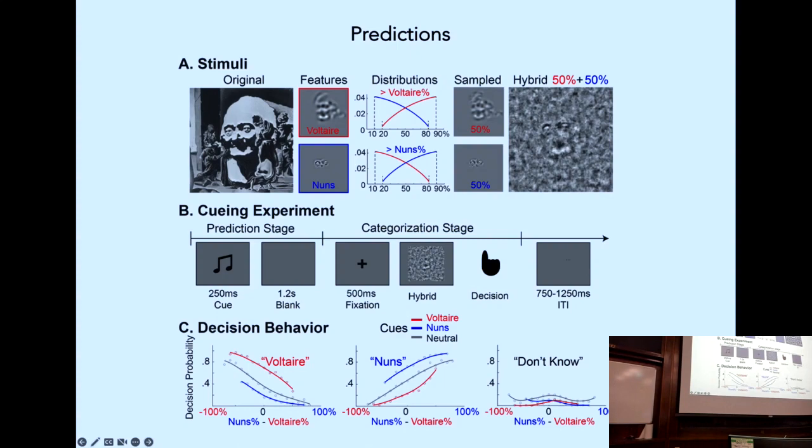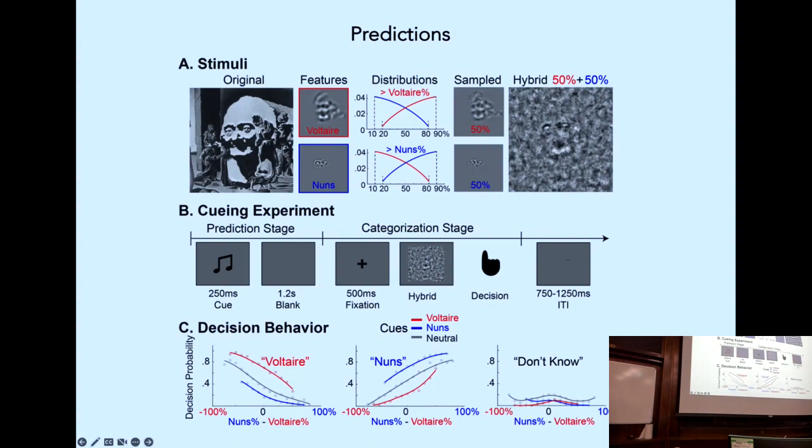So what we can do is vary independently in a stimulus the distribution of the number of Gabor Voltaire features and the proportion of nonce Gabor features. You see them here at 50-50.